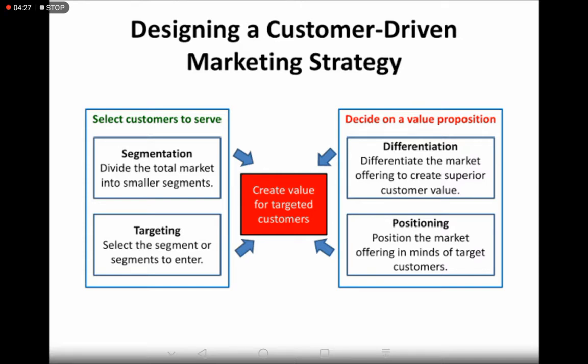It is when you actually differentiate your product, you offer those features. And positioning, well, it is the intangible part of value proposition. It is when you position your product or market offering in the minds of the target customer. So let's suppose I made a very good car, which gives mileage and all those things, and it's relatively cheaper.